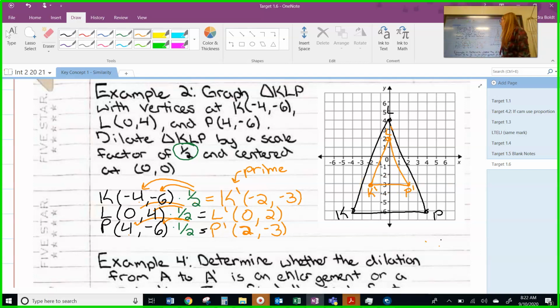And again, here we can see, we think about it either way, right? My scale factor is 1/2, which is smaller than 1. And you can see that your triangle got smaller. So this would be a reduction.